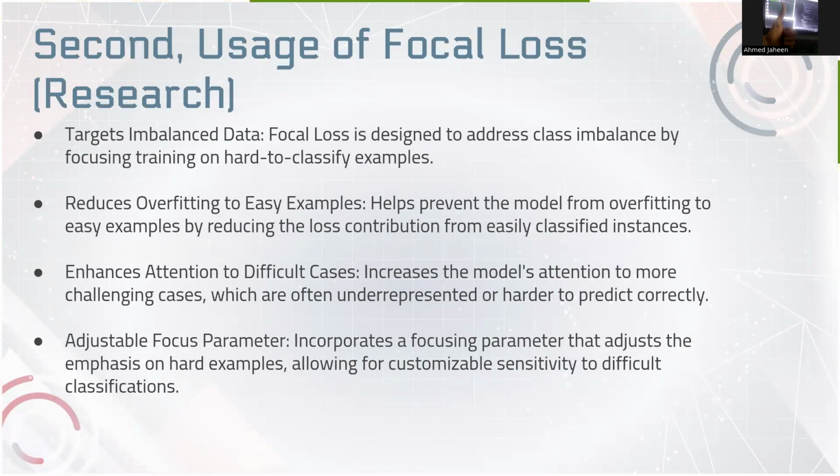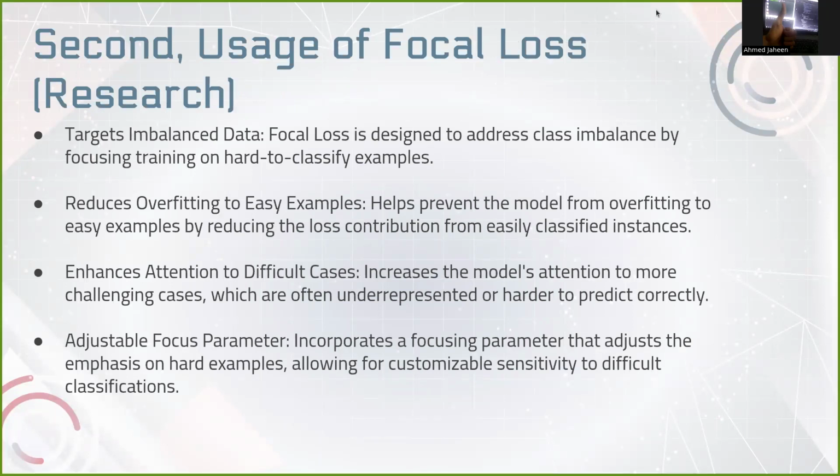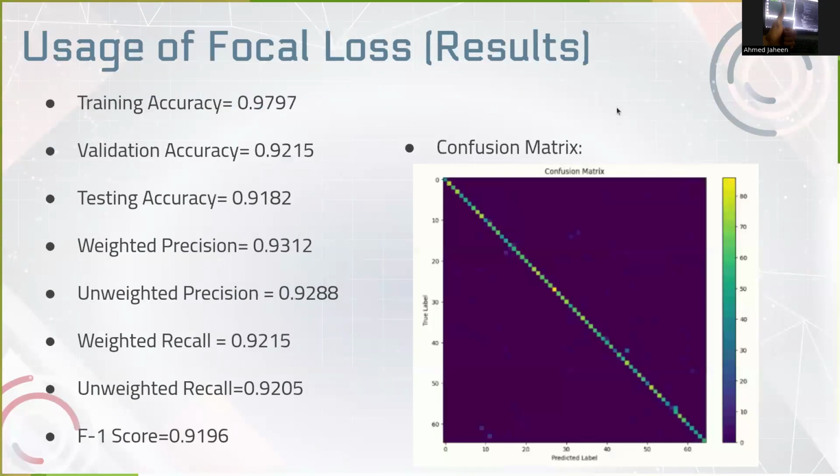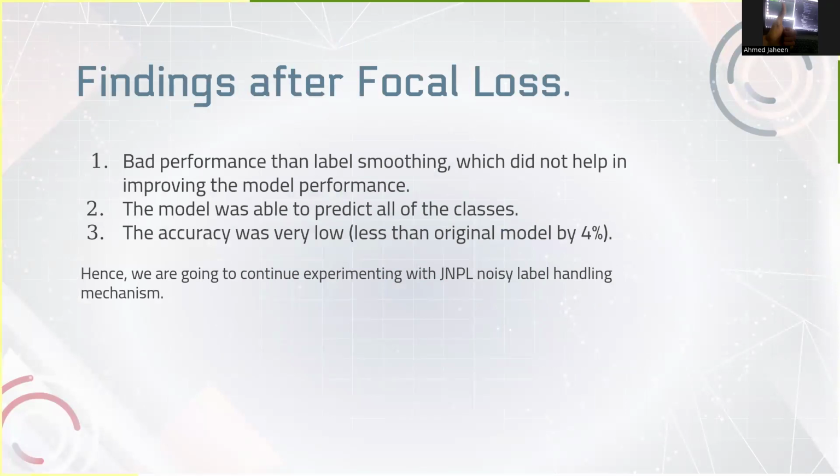Yep, and the second is use of focal loss, which targets the class imbalance in the training data, specifically the hard to classify examples. It reduces overfitting to the easy examples, and then enhances attention to difficult cases. It incorporates a focusing parameter. And we found that it didn't really improve the accuracy for the most part. So we'll move on to the next one. Bad performance, it was worse than label smoothing. It was able to predict all the classes, but was very low, less than 4% below the original.